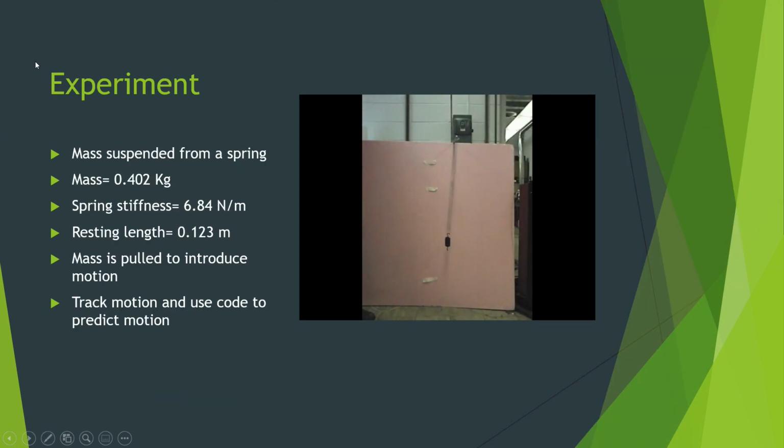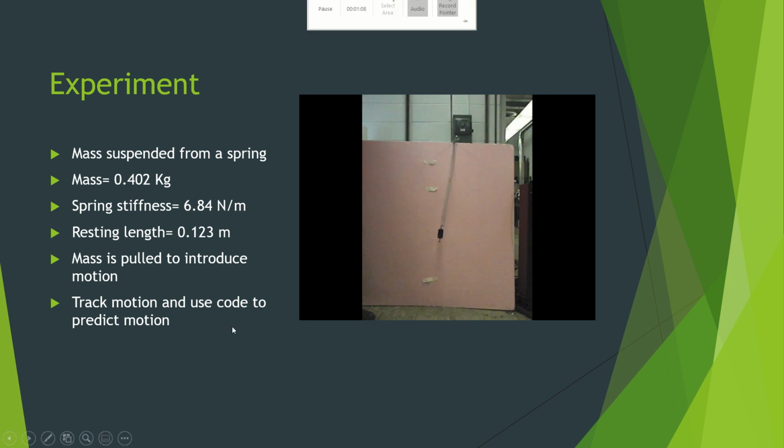Our experiment this week was a mass suspended by a spring. The mass was 0.402 kilograms, the spring stiffness is 6.84 newtons per meter, and the resting length is 1.3123 meters. The mass is pulled and introduced to motion, and we tracked the motion using code and also predicted it using code. This way we can compare the actual to the predicted and plot the actual movement of it.